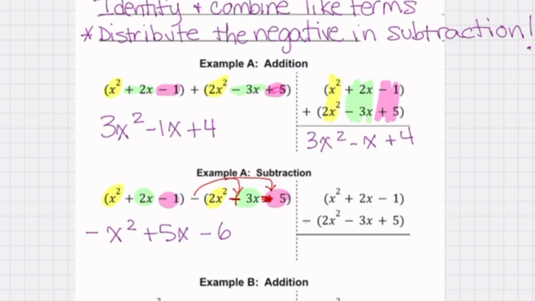So you see that negative sign out in front? You are just going to make this a giant negative, make this a giant positive, a giant negative, and combine those like terms. So x squared minus 2x squared is -x squared. 2x and 3x is 5x, and -1 and -5 is -6.